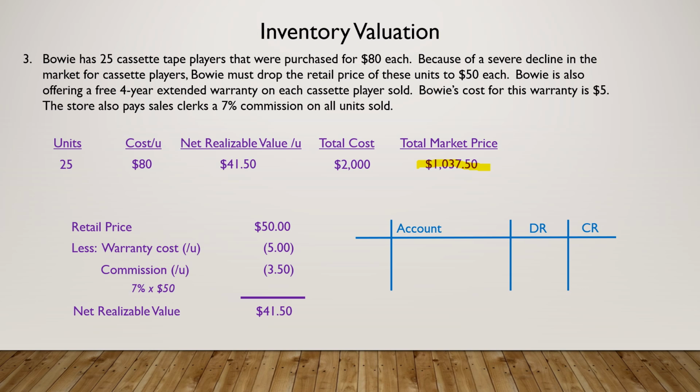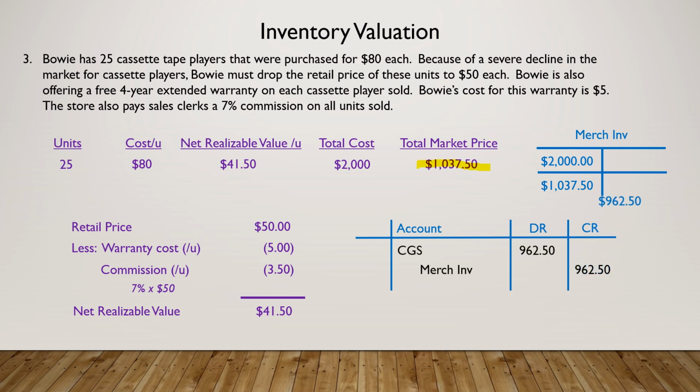Merchandise inventory was initially recorded at cost, $2,000, and we need to reduce it to that market price. Consequently, debit cost of goods sold and credit merchandise inventory for $962.50.